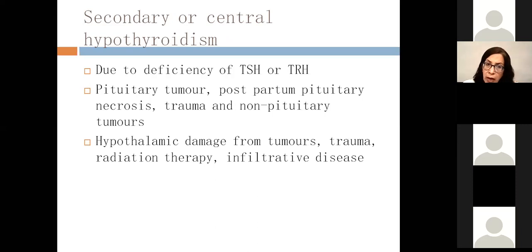Secondary or central hypothyroidism is due to deficiency of TSH or TRH. Okay? Uncommon but can be there if there is some pituitary disease, pituitary tumor, postpartum pituitary necrosis, trauma, non-pituitary tumors, or some hypothalamic damage from tumors, trauma, radiation, infiltrative diseases. So it can cause secondary hypothyroidism.